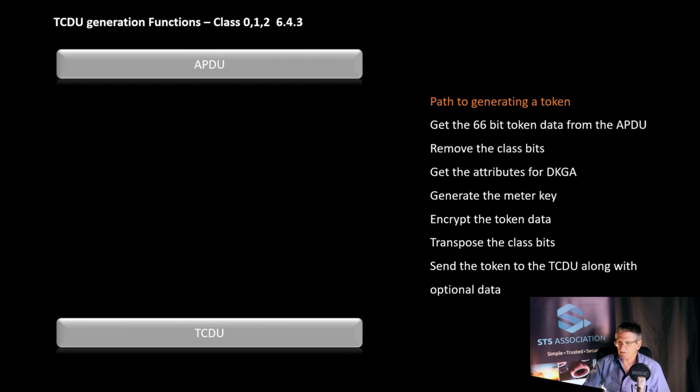So the path to generating a token is from the APDU down to the TCDU, the application process data unit, down to the token carrier data unit. First thing you do is you need to get the 66-bit token data from the APDU. Then you remove 2 class bits and you'll end up with a 64-bit data block.